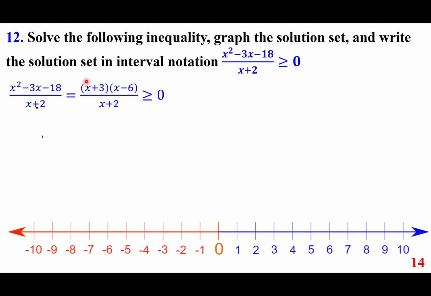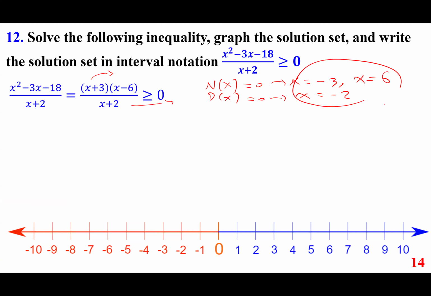So if you set the numerator equal to 0, okay, the numerator n of x is 0. That means x is negative 3, x is positive 6. If you set the denominator equal to 0, that means x is minus 2. So you put those three numbers on a number line in order from smallest to largest.